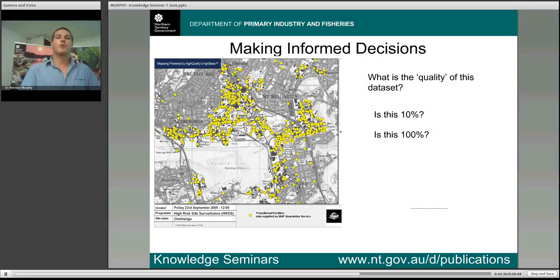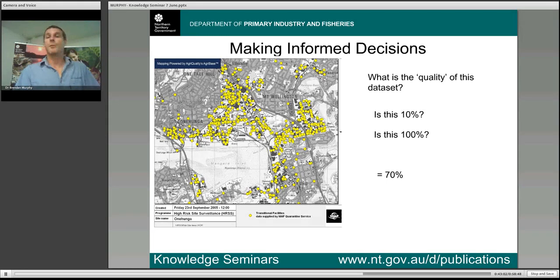So making informed decisions. This is that image we saw before, and if I'm a surveillance manager and someone gives me this picture, I go, well, that's pretty cool. Okay, I'm going to deploy some resources there, but I don't actually know if that's 10% of all the risk sites that have been mapped, or is this 100%? And that makes it, I've got a lot of uncertainty about if I'm applying my resources here. Now it turns out that that's actually 70% of all the sites that were mapped in this particular area.